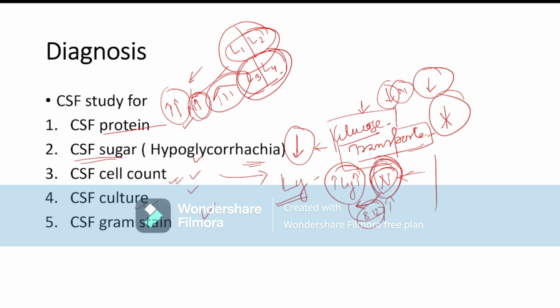After the CSF culture, we have to see which virus or bacteria is causing the meningitis, and after that we treat with the culture-sensitive antibiotic.